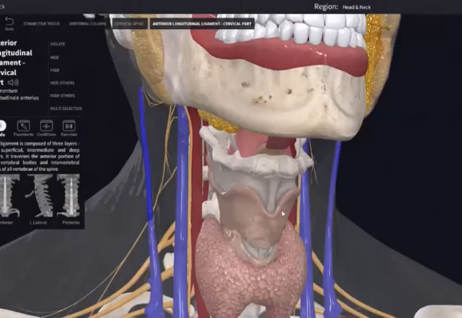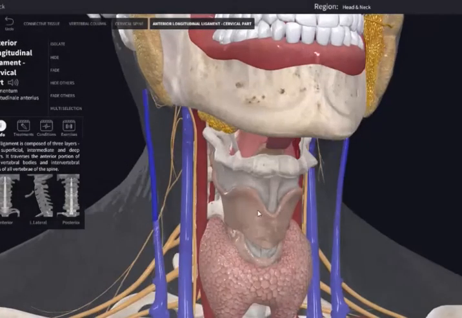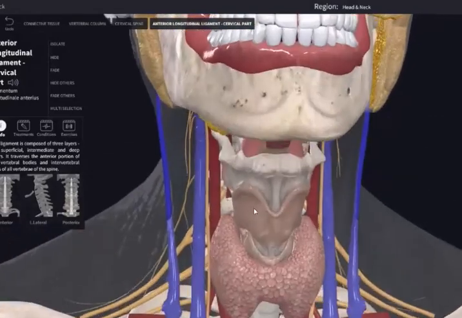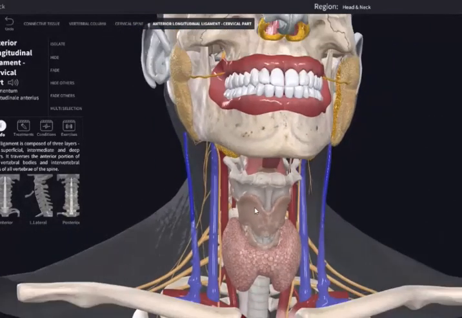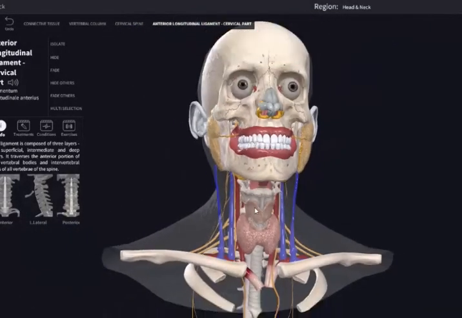Although there are way more details that we could elaborate on when it comes to the fascia and the fascial layers of the neck, as an introduction, this should actually suffice.